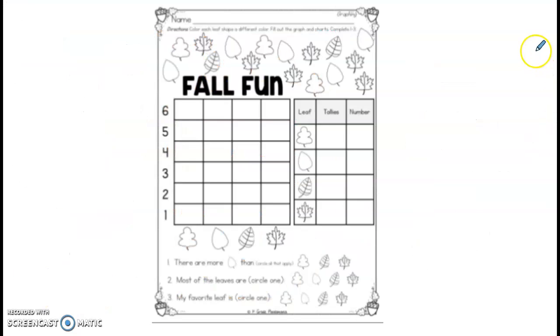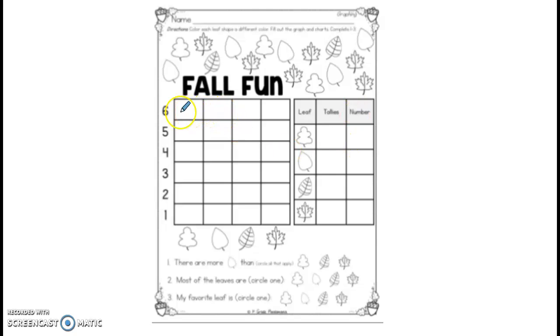This one is called Fall Fun, and it's a little bit different, but I still want to give it a shot. So this is another way that we can graph information. Above the charts, you see that there's a picture of several types of leaves. Then over here, we have another chart that says leaf, tally, and number.